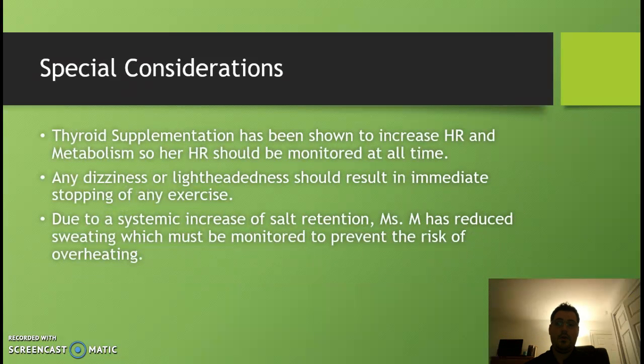When treating someone with hypothyroidism, there are a couple of special considerations. Thyroid supplementation has been shown to increase heart rate and metabolism, so Miss M's heart rate should be monitored at all times whenever she is exercising. Any dizziness or lightheadedness during exercise should result in immediate stopping of any of the exercise at hand. Due to a systemic increase in salt retention, Miss M has reduced sweating, which should also be monitored to prevent the risk of overheating.